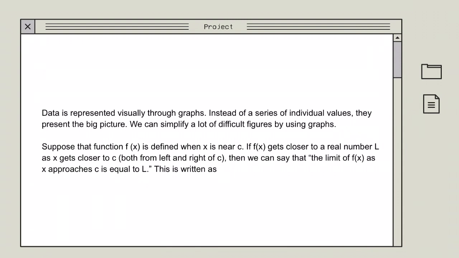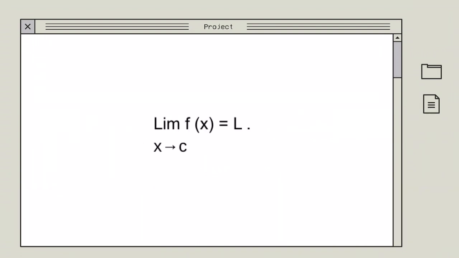Suppose that function f of x is defined when x is near c. If f of x gets closer to a real number L as x gets closer to c, both from left and right of c, then we can say that the limit of f of x as x approaches c equals L. This is written as, in this case, we can say that the limit exists. The number c may or may not be in the domain of the function f of x.